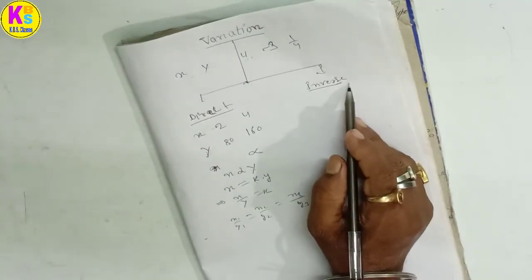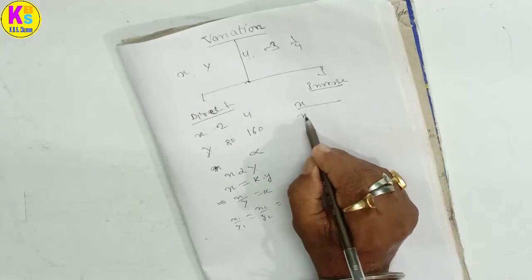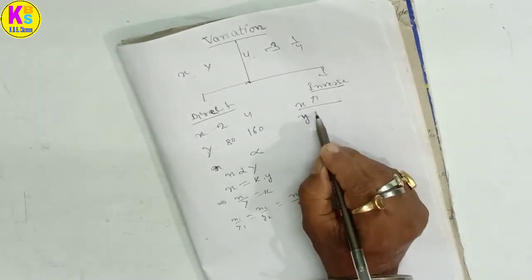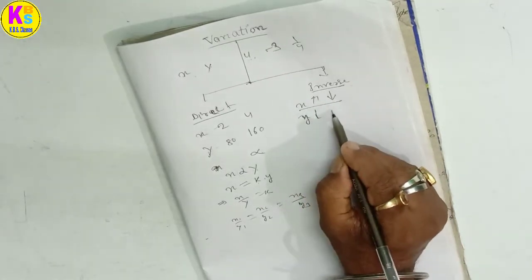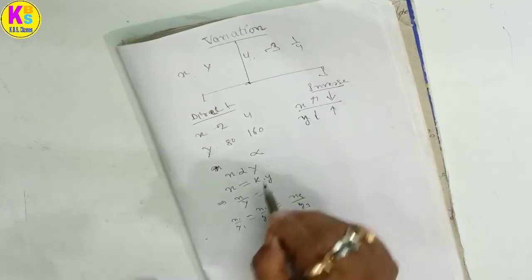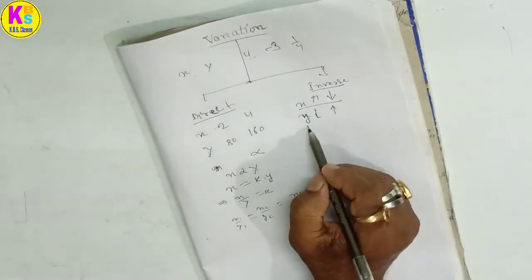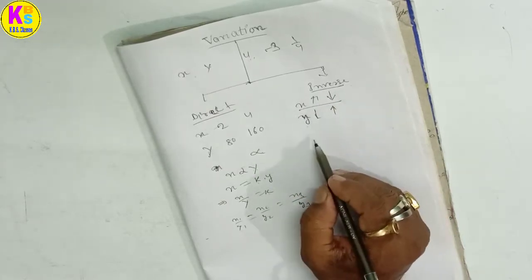For inverse variation, x and y are so related that when the value of x is increasing, the value of y is decreasing, and if the value of x is decreasing, the value of y is increasing. So opposite relations between x and y are there. It can be seen in different ways.